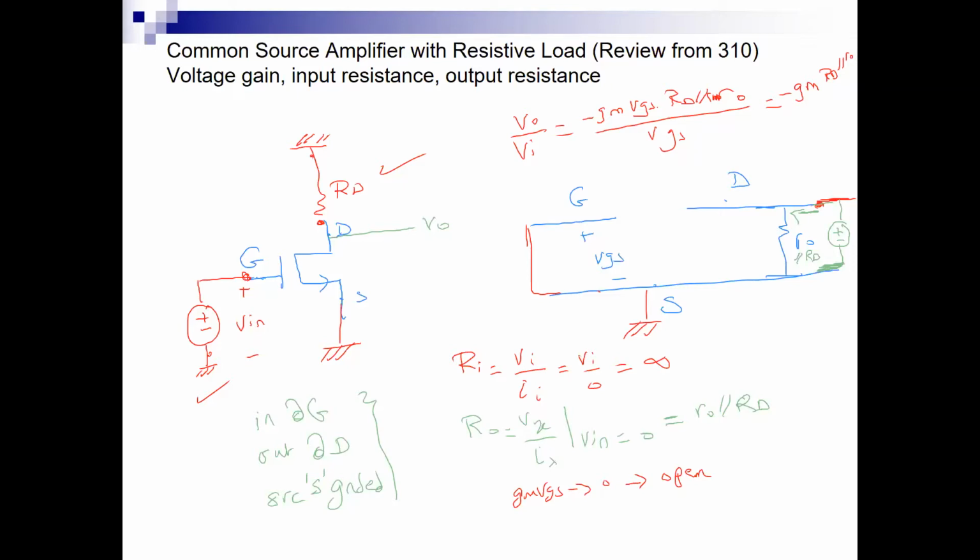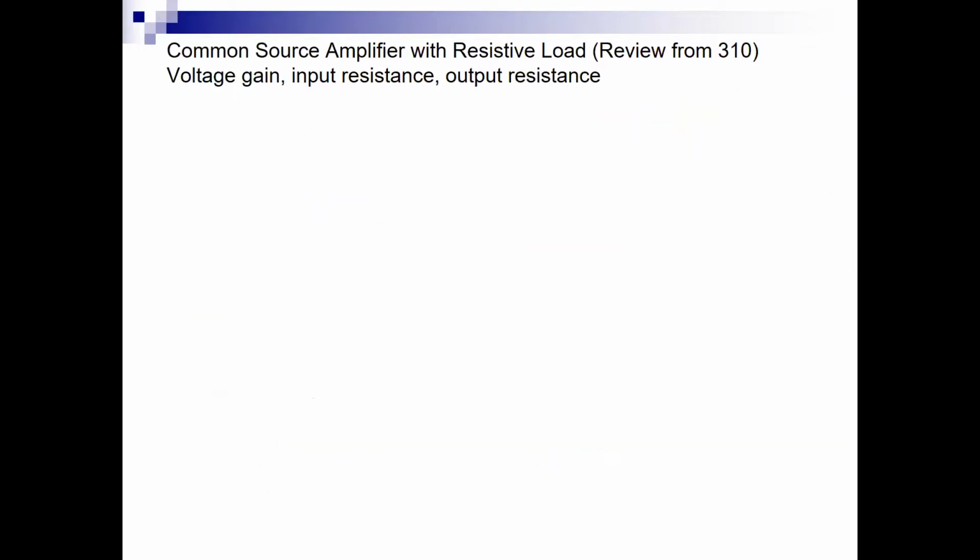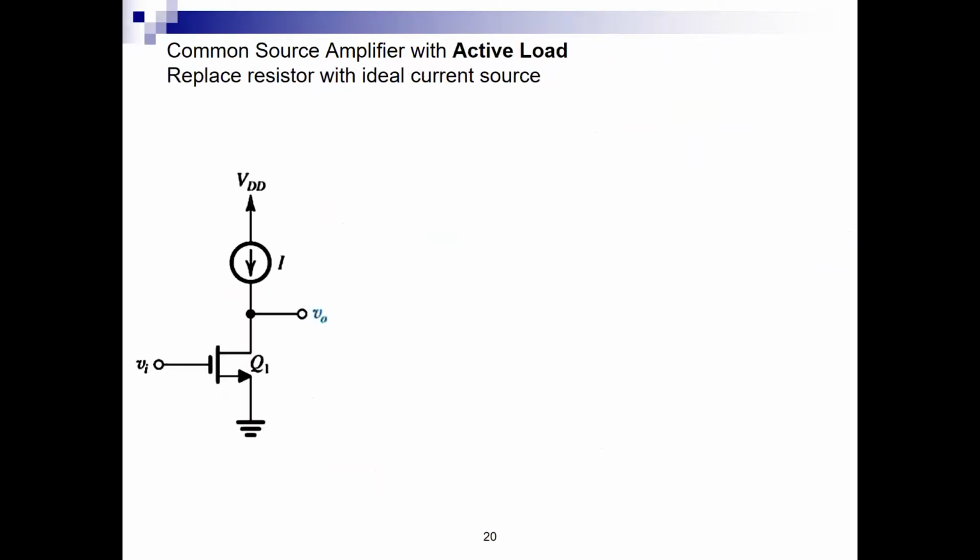Okay, great. So now we can jump to the next slide and see what happens if I remove the resistor. I had a resistor RD here connected to the drain node. I removed this resistor RD and I put in its place an ideal current source.